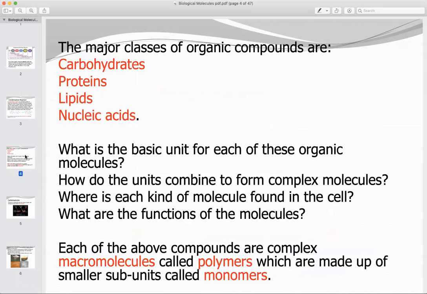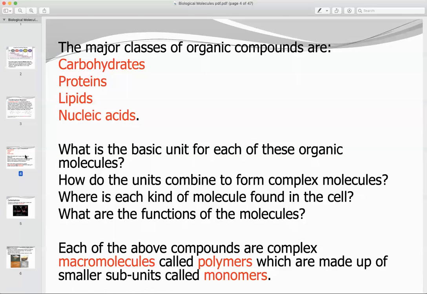So the major classes of organic compounds that are required to sustain life are carbohydrates, proteins, lipids, nucleic acids. Jot those down. And what I want you to be able to tell me by the end of this lesson is, what is the basic unit for making up each of these organic molecules? These are large, complex molecules, which tells us that they're being synthesized from smaller monomers, smaller subunits that are joining together to form these larger, more complex molecules.